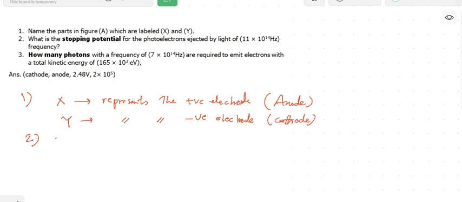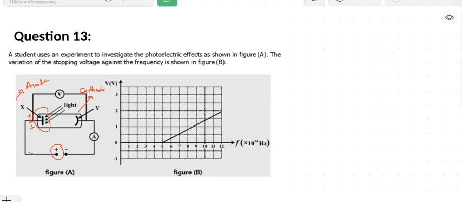when the frequency of the light used is 11 times 10 to the power 14 hertz? So it's asking for the stopping potential, V stopping. Let me go back to see the figure. This is 11 times 10 to the power 14 hertz frequency. So here, if I try to use the figure, this region in the figure is not clear. The value here is not clear. Most of the values are not clear, and it doesn't give me an exact value here.